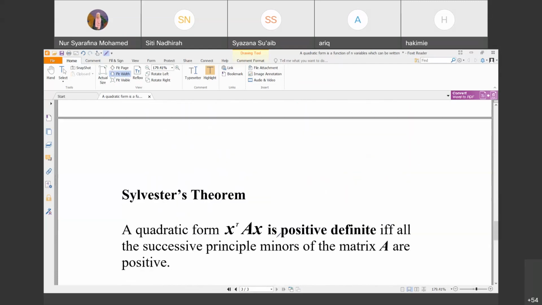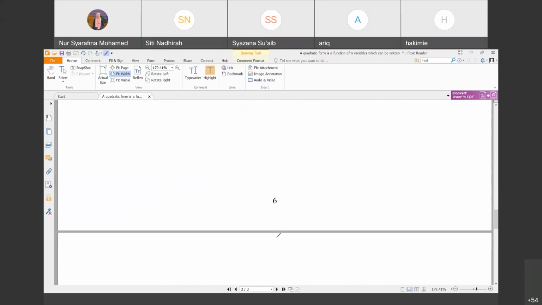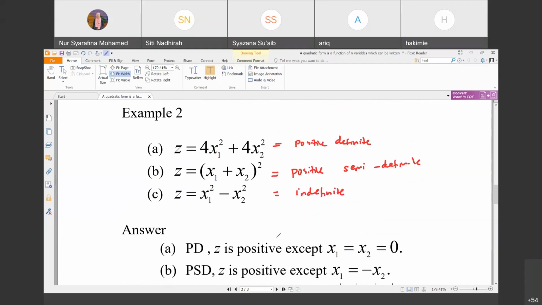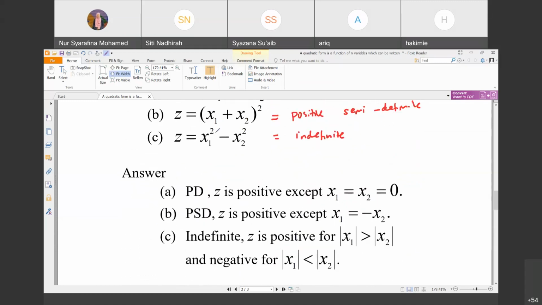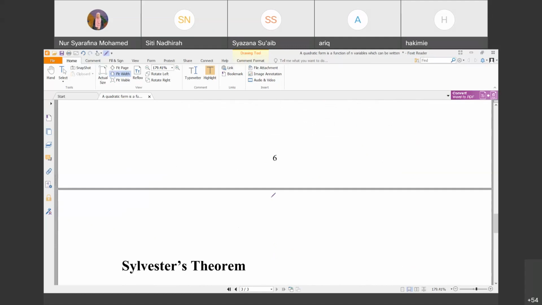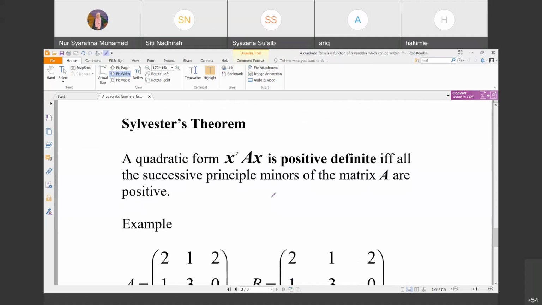Okay, now let's take a look at this theorem in order to identify the positive definite. Because it's quite hard to just read from the function, right? So theoretically, we can understand this function because this function is quite simple. Okay, so now by using this Sylvester's theorem, right?